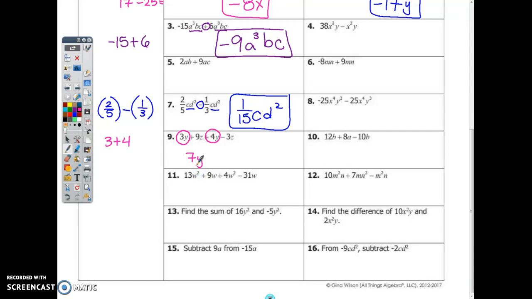And then, what am I going to do with the other two? Subtract them because in front of the 3z, there's a minus. So you are subtracting 3z from that positive 9z. Right? So 9 minus 3 is 6. Positive or negative? Positive. So we're going to put plus 6z. If the answer was negative, you would put minus 6z. Okay?